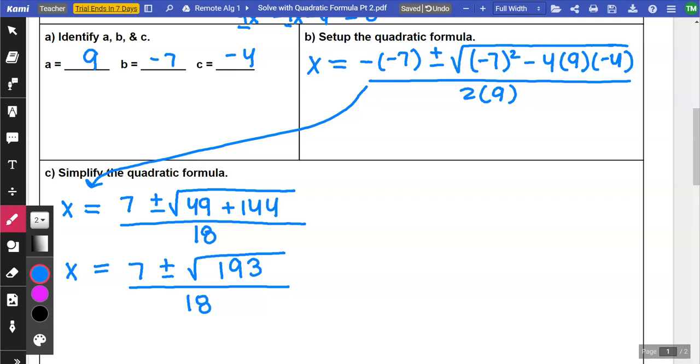All right, so is there a square root of 193? What's 13 times 13? 169. What's 14 times 14? 196. So 193 does not have a perfect root. But we've already learned how to simplify radicals in Algebra 1. I'm pretty sure we did that before distance learning. So we need to see if we can simplify the square root of 193.